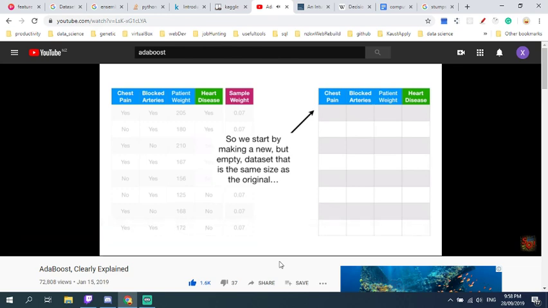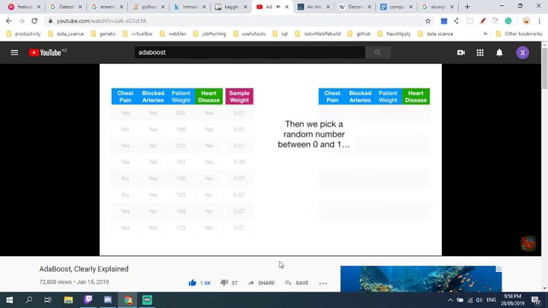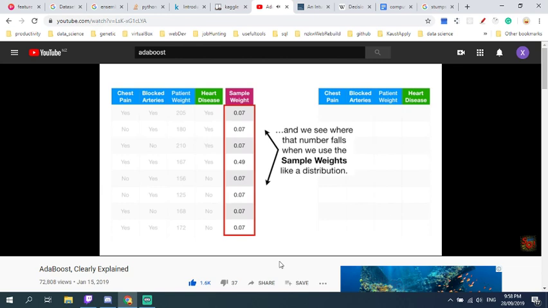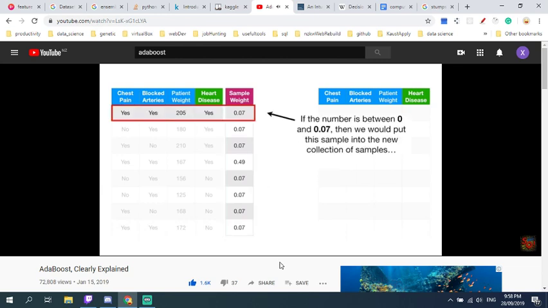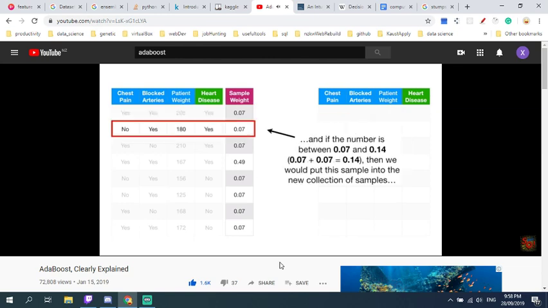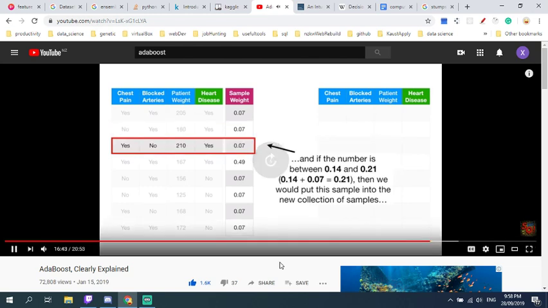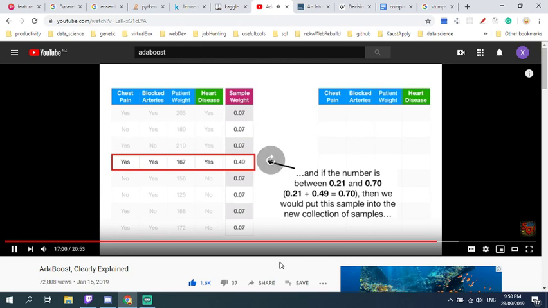So we start by making a new but empty dataset that is the same size as the original. Then we pick a random number between 0 and 1. And we see where that number falls when we use the sample weights like a distribution. If the number is between 0 and 0.07, then we would put this sample into the new collection of samples. And if the number is between 0.07 and 0.14, then we would put this other sample into the new collection, and so on.